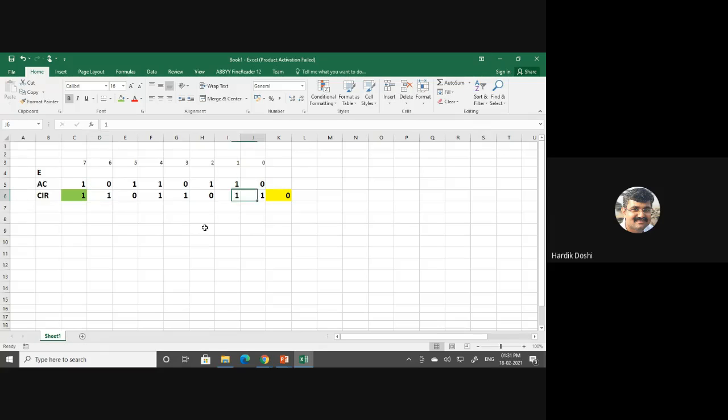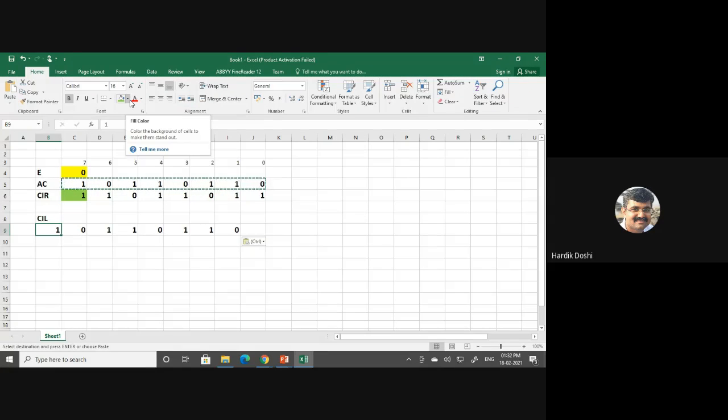This is my CIR. Now I want to perform CIL on this data, what is available with me. On this accumulator, I want to perform CIL, means circulate shift left. So all these bits should be shifted onto the left hand side by one position. I have done this. Now, what about this first bit? What about this bit? And what about 0?